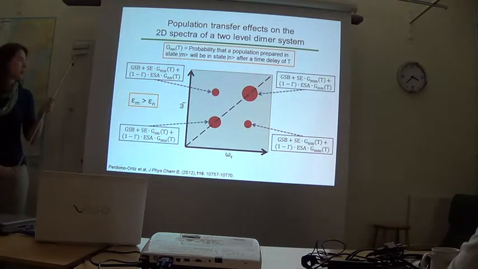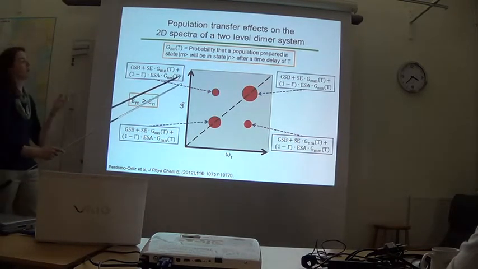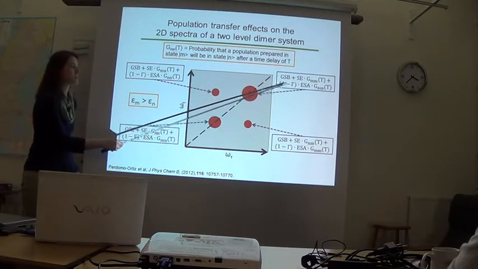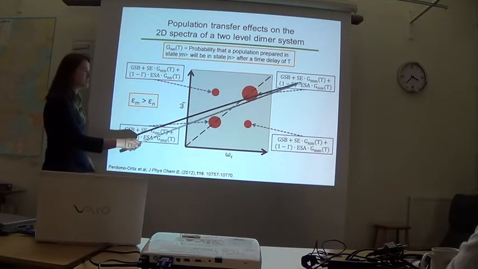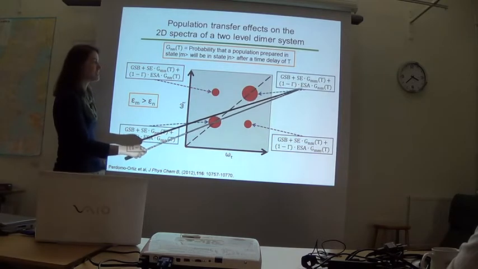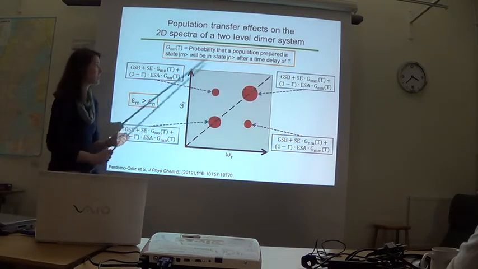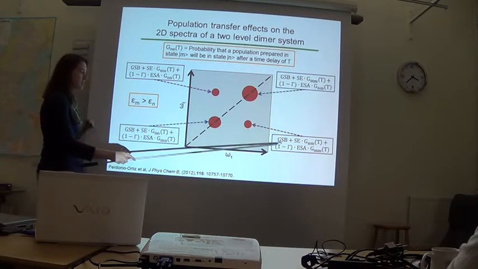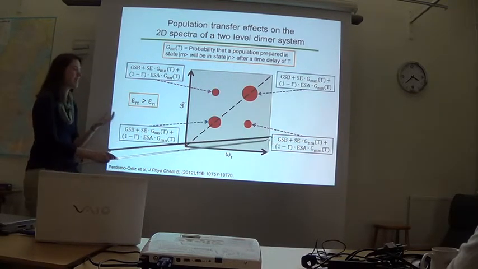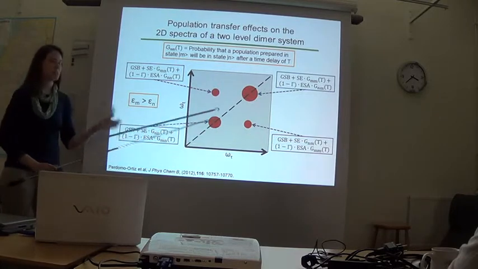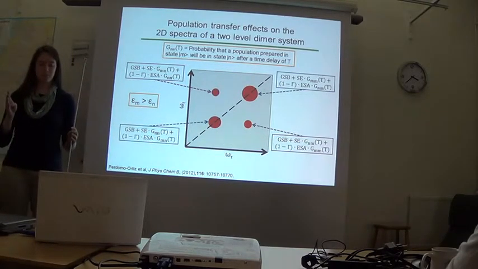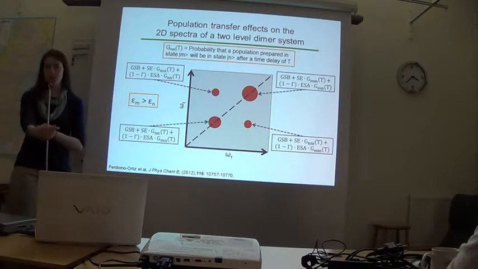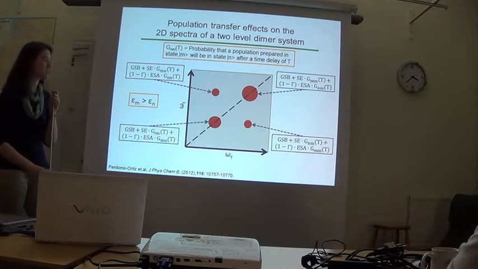So each of the peaks, their intensities are governed by these different terms. There's a ground state bleach term, a stimulated emission term, and excited state absorption. In each of the four cases, there is a stationary or static ground state bleach term, because during that delay between pulses 2 and 3, you're in the ground state, and so you wouldn't have any population transfer.